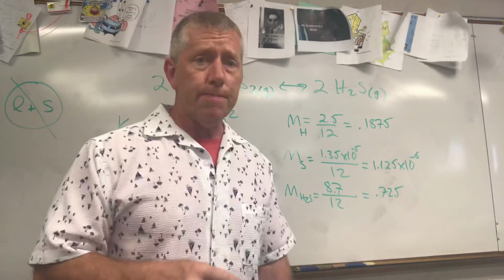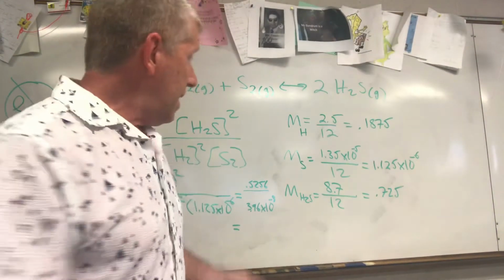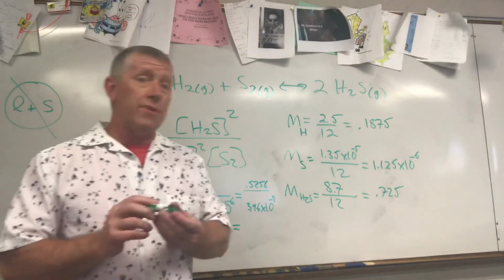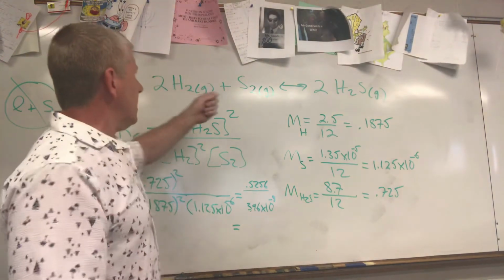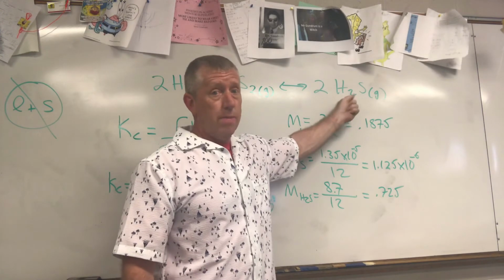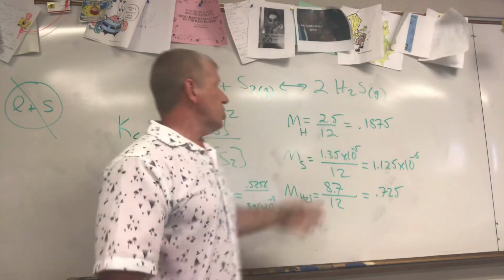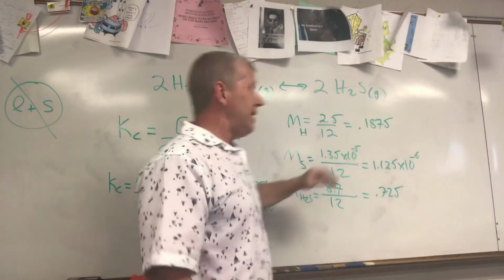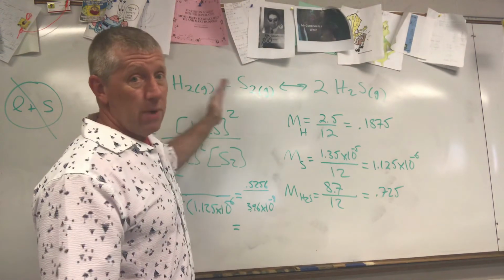But here's the thing. That's a big number. Times 10 to the 7th. That's big. What does that mean? The K value is really, really large. So that means that hydrogen gas and sulfur gas like to form hydrogen sulfide. They really like to form hydrogen sulfide. That's what that means. So you would have a lot of this and not very much of this around.